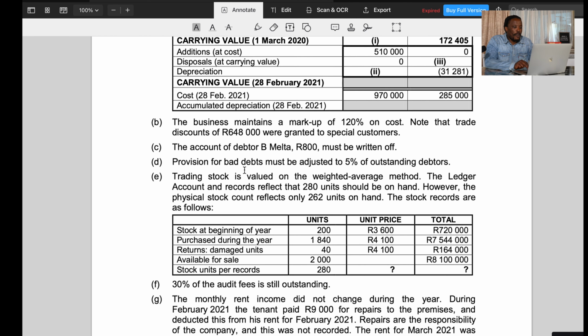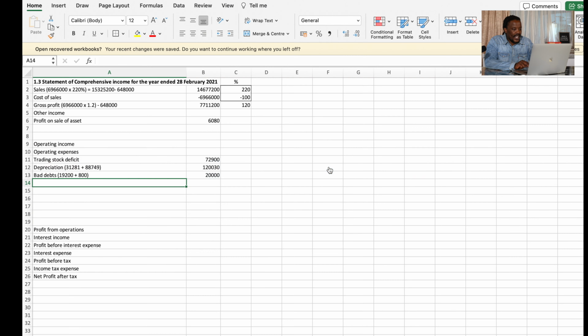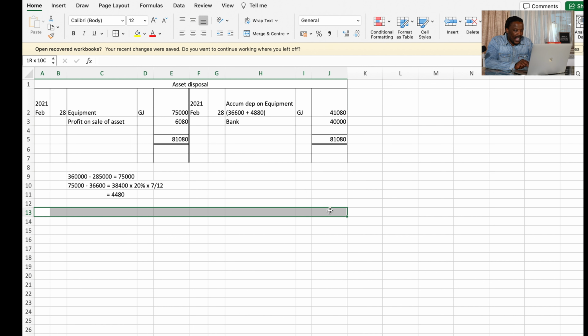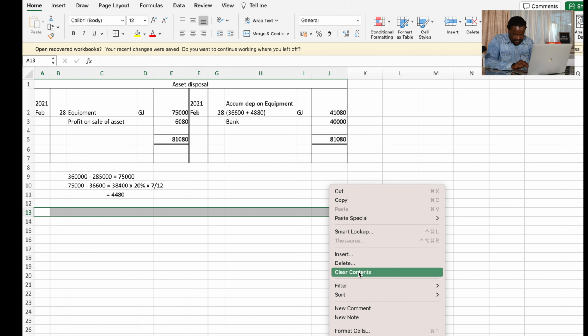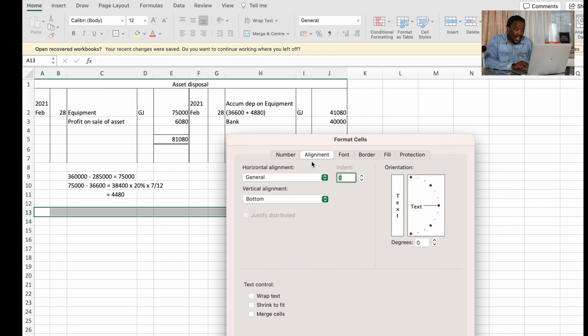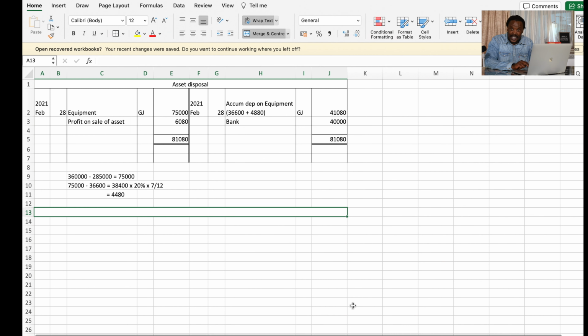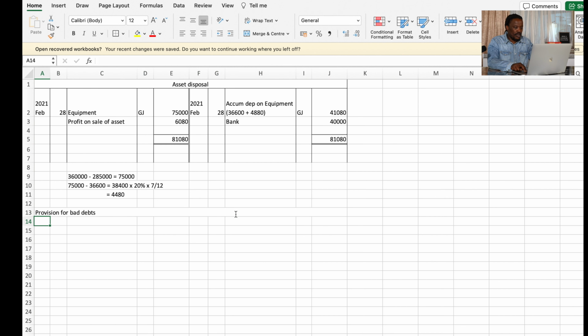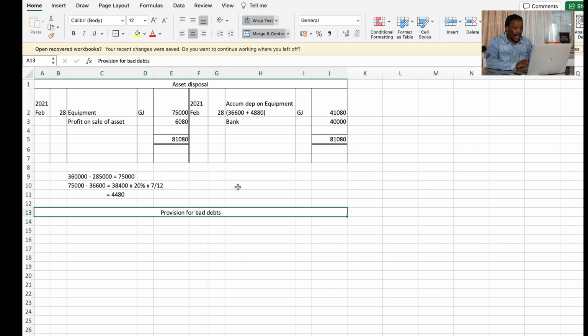Number D, provision for bad debts must be adjusted to 5% of outstanding debtors. Because I always maintain that I opened this account and I'm going to open it again. Sometimes when you open accounts in the general ledger, they become relevant, sometimes irrelevant. Look at the account for asset disposal. It became so relevant that you must practice it as much as you can. Anytime you get time, practice asset disposal and provision for bad debts. And I said to you, provision for bad debts always has a credit balance.